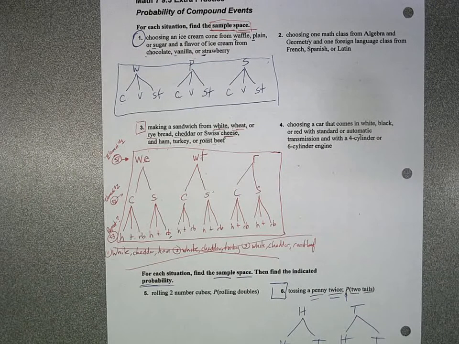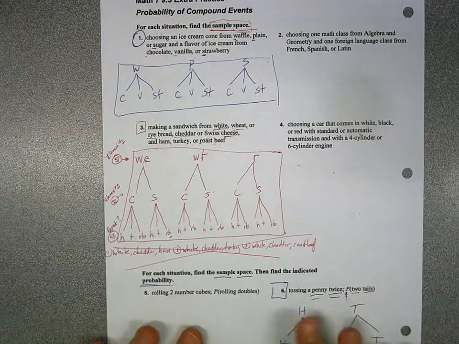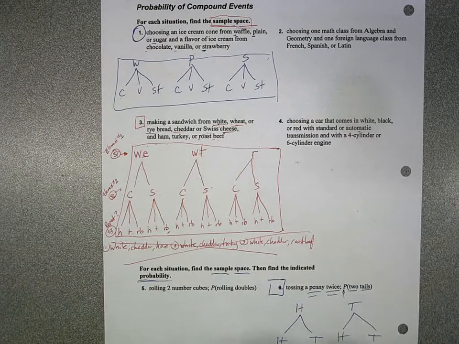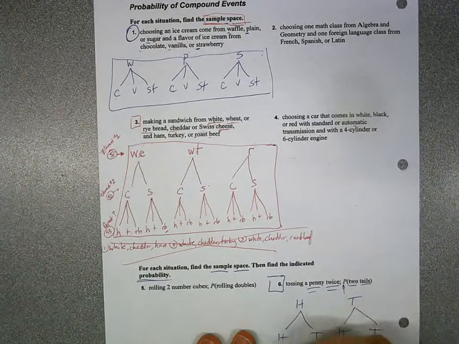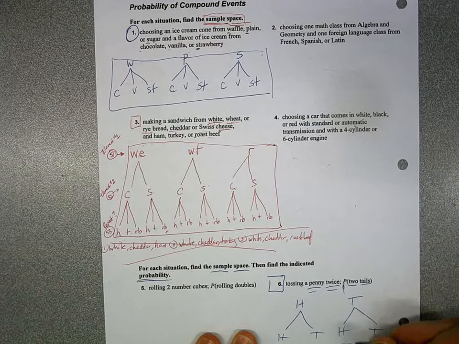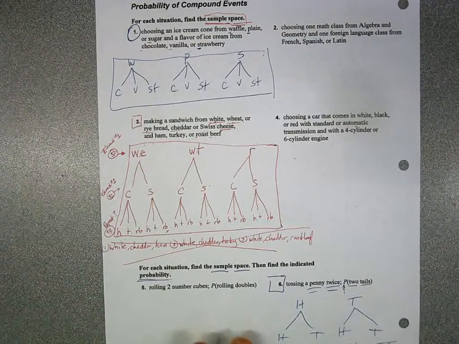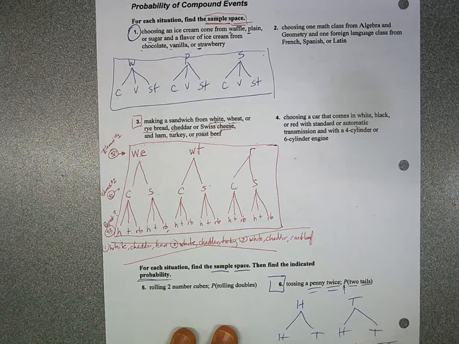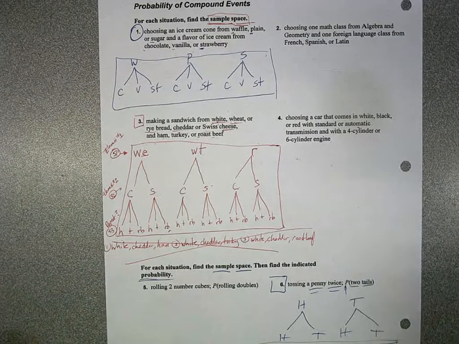Now, if I actually wanted to list the sample space, because it's so small, it would take me an extra 5 seconds. Heads, heads; heads, tails; tails, heads; and tails, tails. There's my sample space right there. Now, they didn't ask for that. They did say find it, but that's our work.